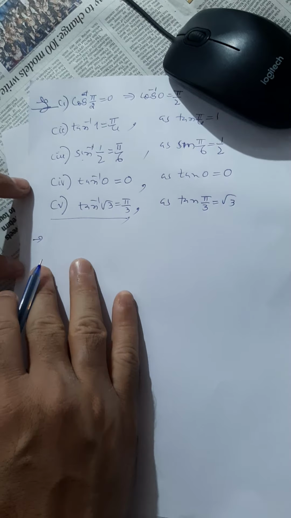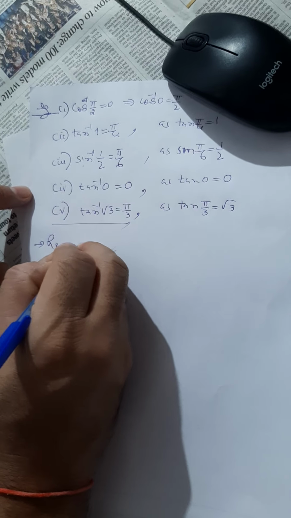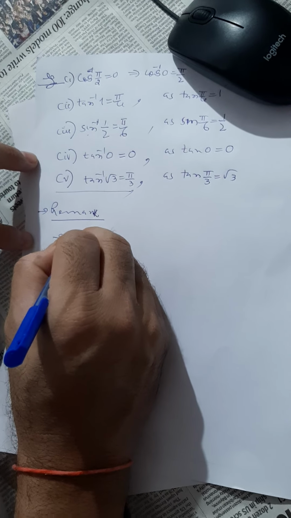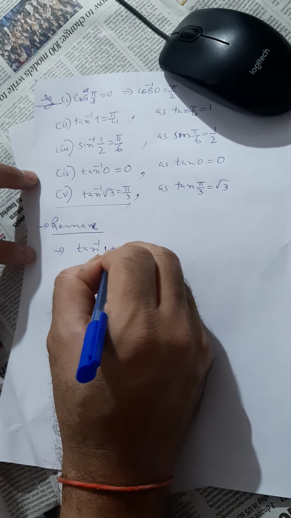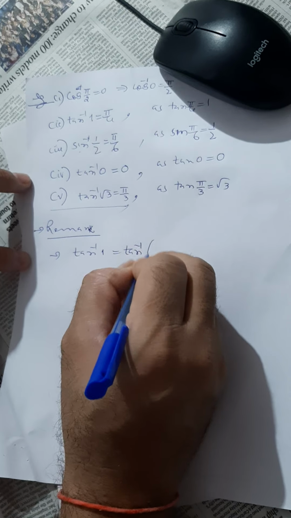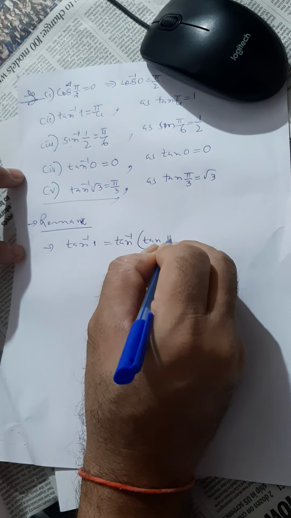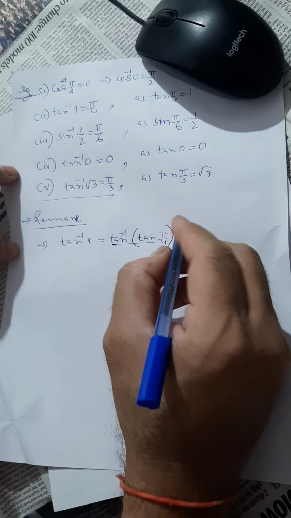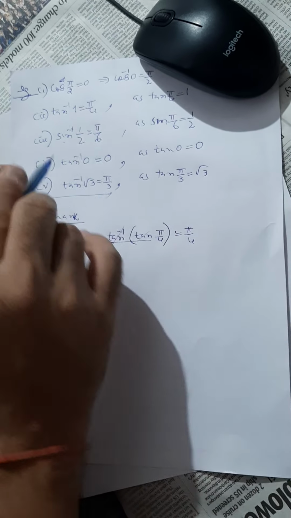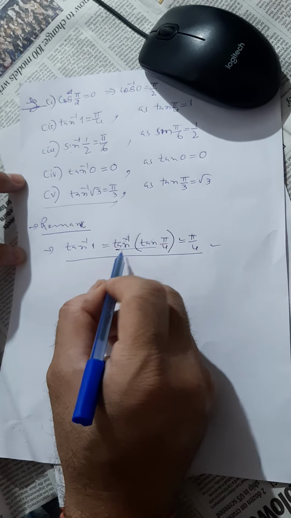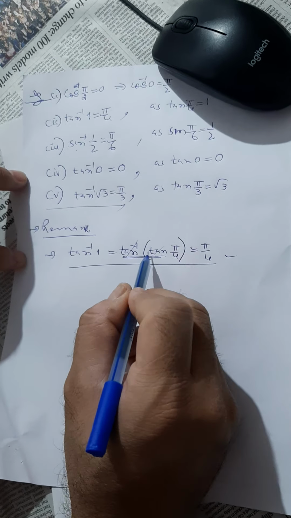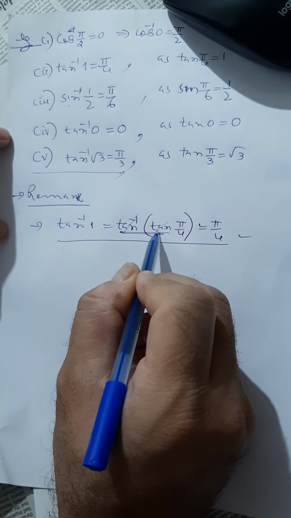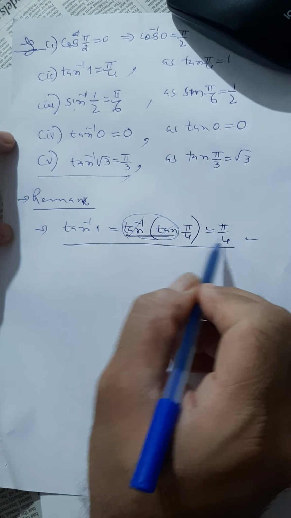Now secondly, most important remark is here. If I have here tan inverse 1, so I can write tan inverse. Now instead of 1 I can write tan pi by 4, sorry. So this tan inverse and its function will get cancelled. So you will get pi by 4. That's what I wrote here directly. So what I'm trying to tell you is, this is called basically composition operation. Tan inverse of tan will get cancelled and it will give pi by 4.